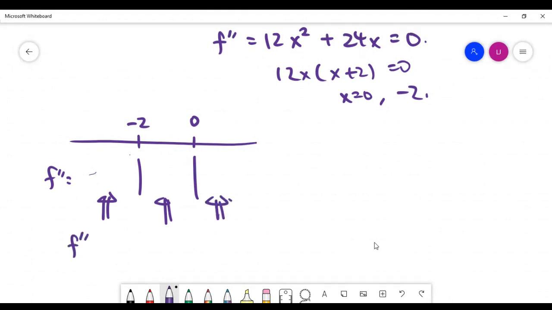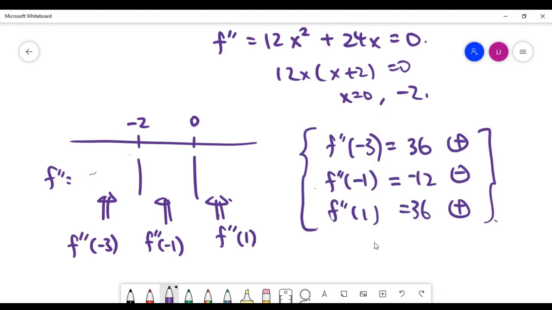For the first interval, you can evaluate f double prime at the point minus 3. For the middle interval, you can choose something in the middle like minus 1, so you need to evaluate f double prime at minus 1. For the last one, you can evaluate a point bigger than 0, say f double prime at 1. This evaluation gives the following calculations. The first value would be 36, which is positive. The second value is negative 12, which is negative. The last value is 36, which is positive. So I put the signs in as positive, negative, positive.